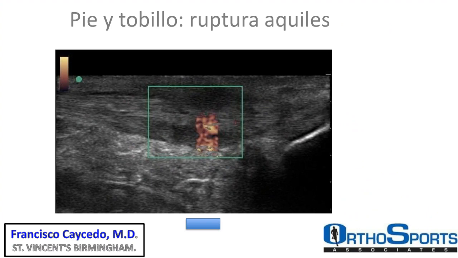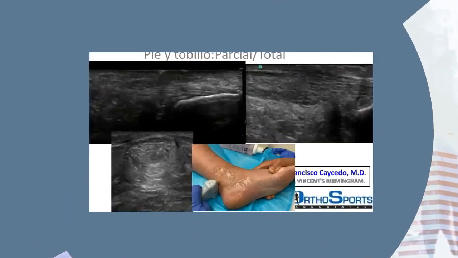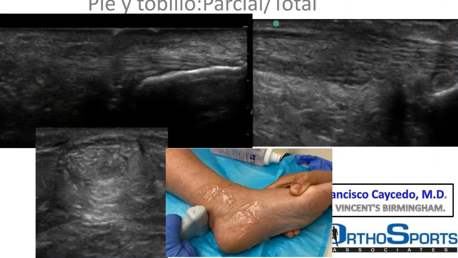So in this case, you can see there is some inflammatory factors. This patient has a chronic tendinitis, and this is one of the factors that most likely is the cause for the pain in this patient.